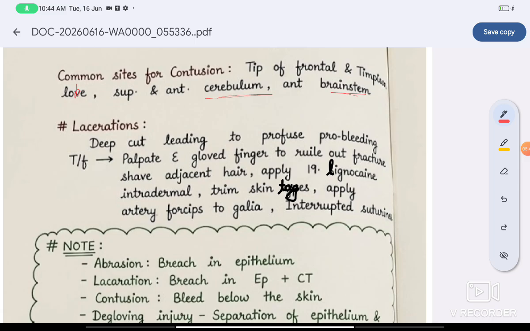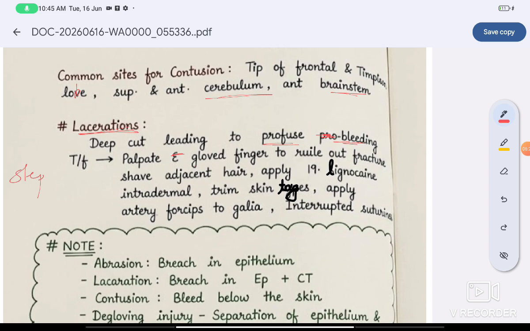Okay. Then comes laceration. Laceration means deep cuts. For example, if you look at stab injuries or slash injuries, especially slash injuries, where the person is slashed or cut with a sharp instrument like a knife or something, then that is called laceration. Lacerations are deep cuts that lead to profuse bleeding. Now, how do you treat this laceration? You have to palpate it with a gloved finger and rule out fracture. How do you rule out fracture? You palpate and check for step deformity.